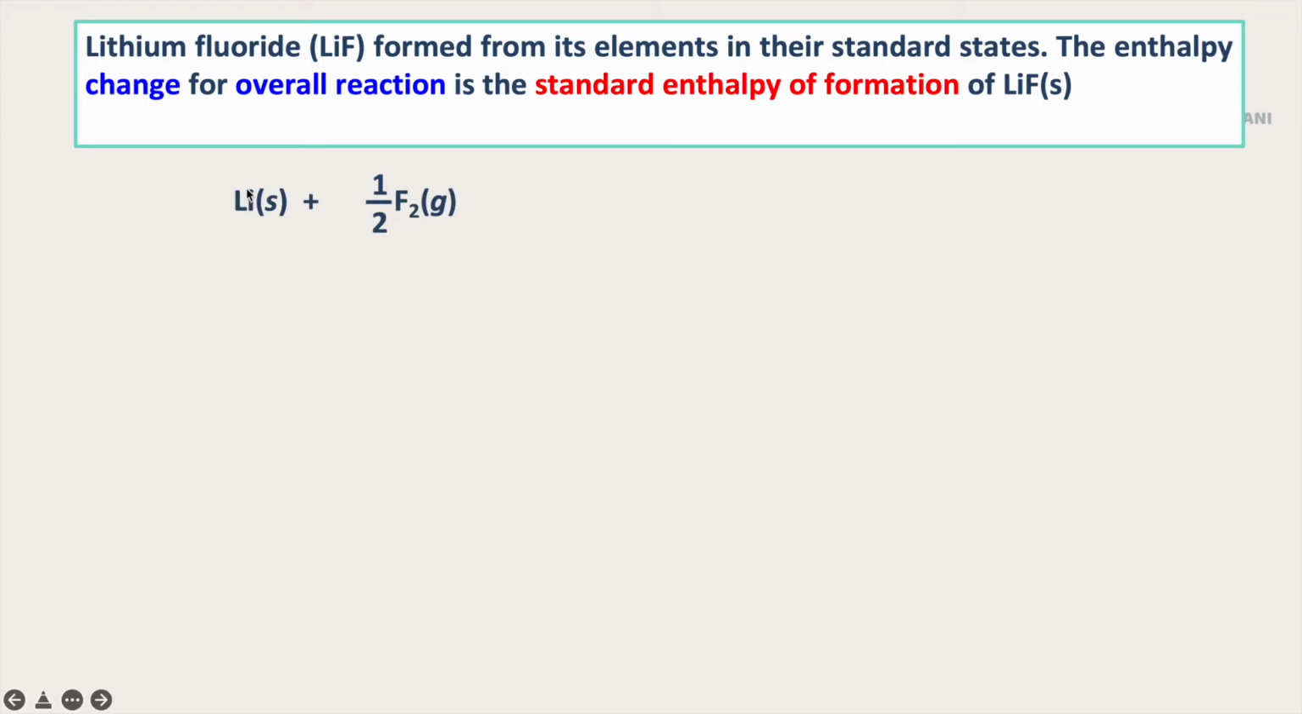Here, Li exists as a solid, so Li solid. You need to write down the state of matter for each element. So Li solid plus F2, but that F2 is half because you need LiF. So Li(s) plus half F2 gas, you will get LiF. This is the enthalpy of formation. In order to form LiF, you need Li and you need F. So that's how you construct the chemical equation for enthalpy of formation.